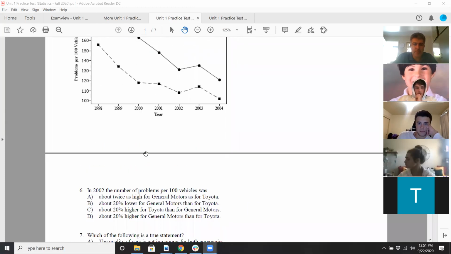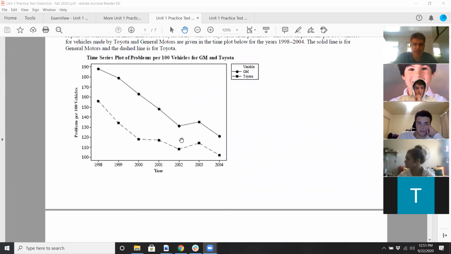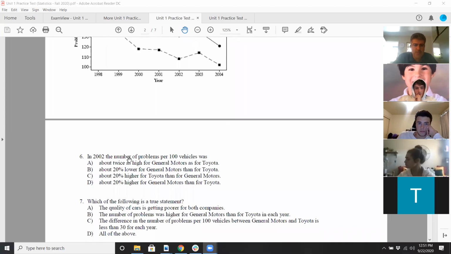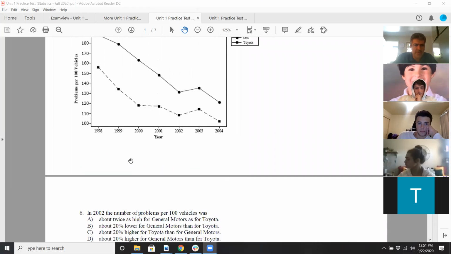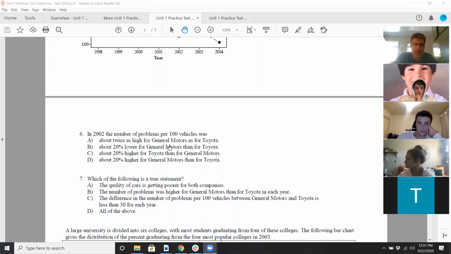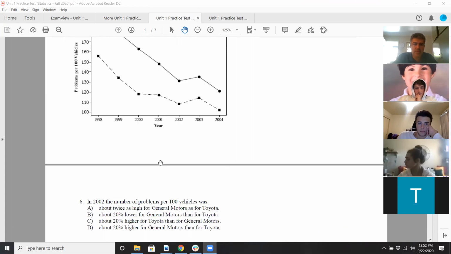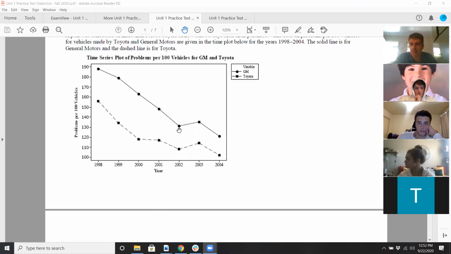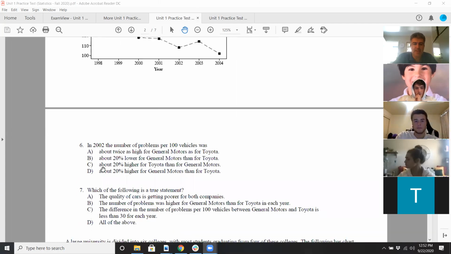In 2002, the number of problems per 100 vehicles was, so in 2002, GM had about 130 and Toyota had about 110 or so. So I wouldn't say it's twice as high for General Motors. 130 is not twice 110. About 20% higher for GM. Yeah, I'd say so. GM was higher, and if it took 20%, 110, it's about 22. So I like D for number 6. The other ones don't make sense. B and C are actually the same thing, just reversed, but the words.